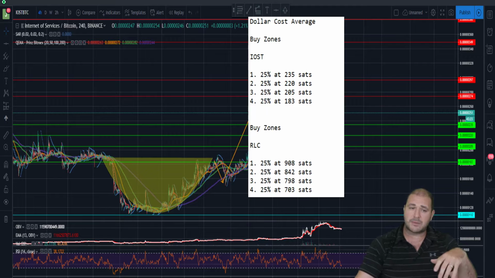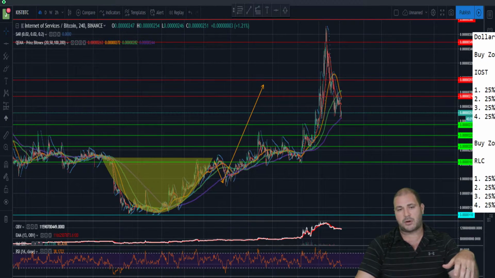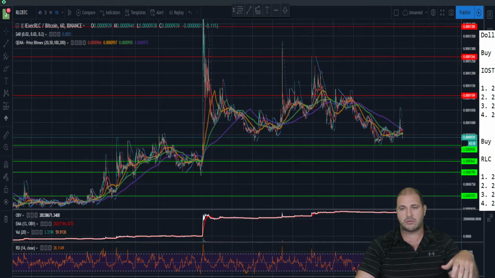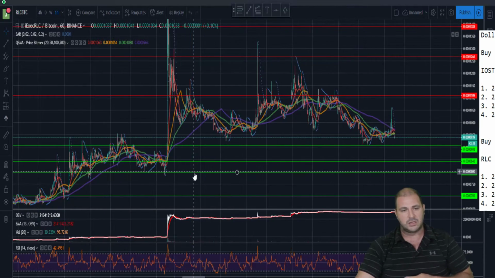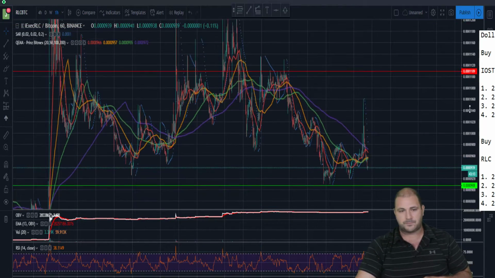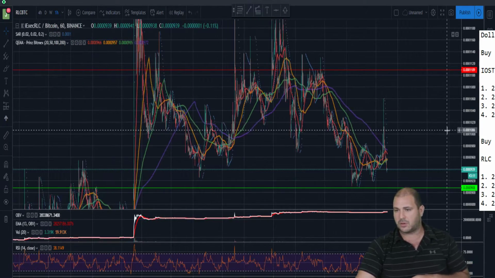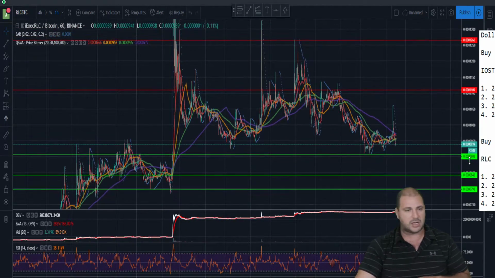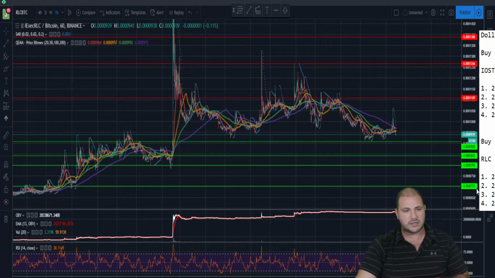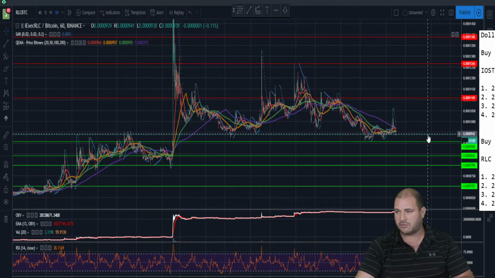I'll give you one more example using RLC right now. Let me just pop this out of the corner over here and show you another example. So here we have RLC as well. I'll zoom in a little bit more for you. Okay, so we see that RLC has obviously had a nice month or so, and we can see there's a couple areas of support.